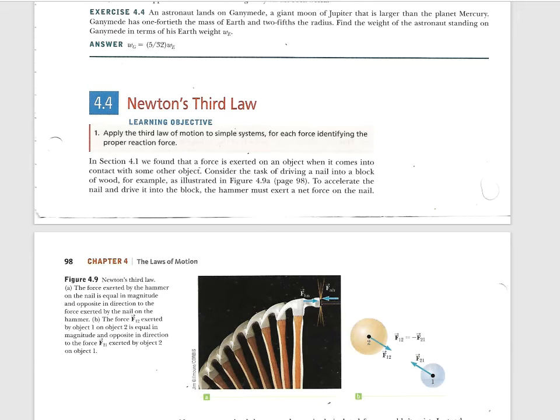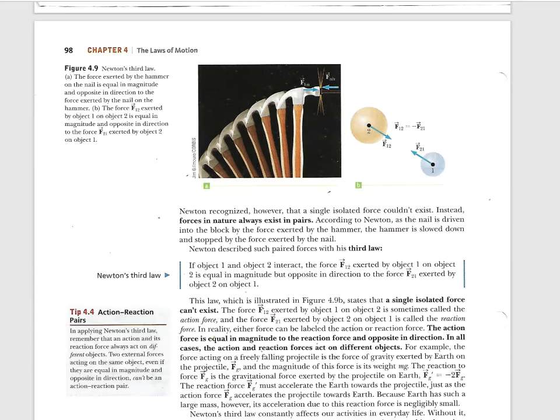Section 4.4, Newton's third law. Sometimes this law is reduced to a simplified form. For every force there is an equal and opposite force, or for every action there is an opposite reaction.